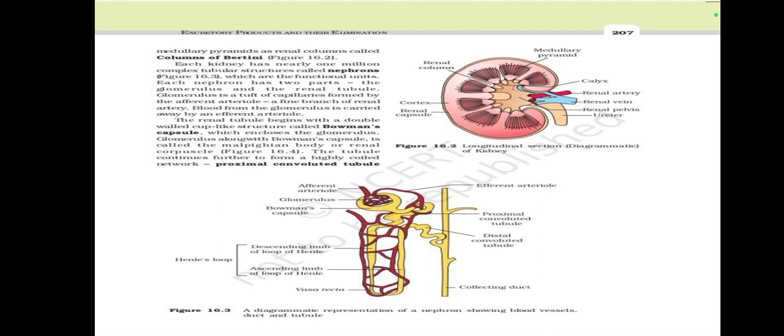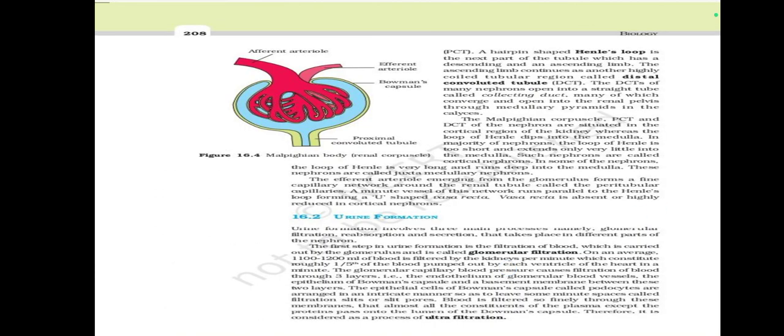The tubule continues further to form a highly coiled network, the proximal convoluted tubule, PCT. A hairpin shaped Henle's loop is the next part of the tubule, which has descending and ascending limbs. The ascending limb continues as another highly coiled tubular region called the distal convoluted tubule, DCT. DCTs of many nephrons open into a straight tube called a collecting duct, many of which converge and open into the renal pelvis through medullary pyramids in the calyces.